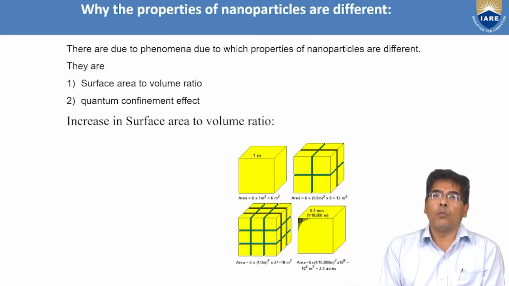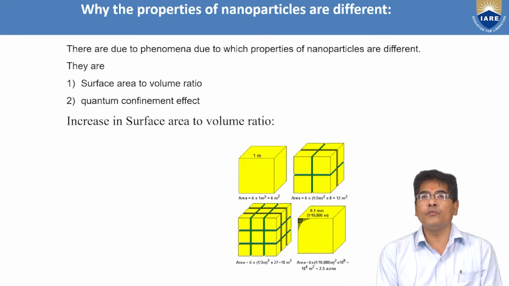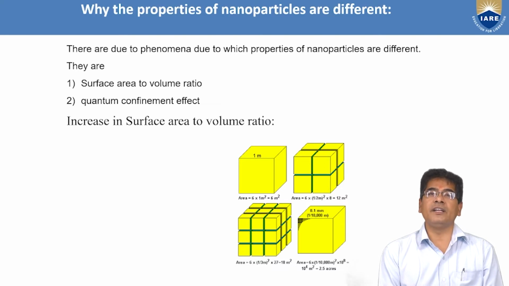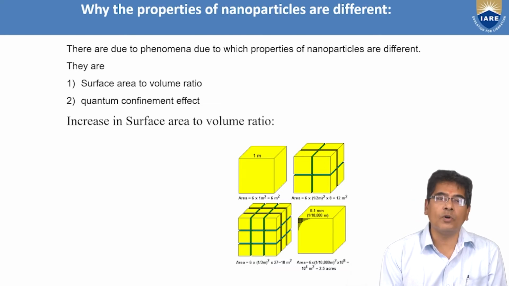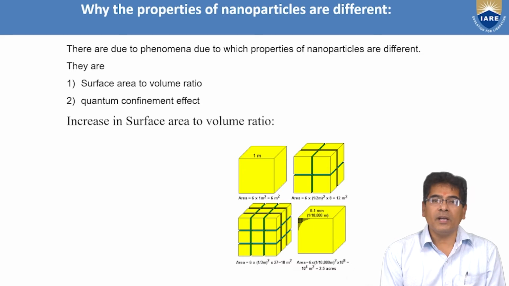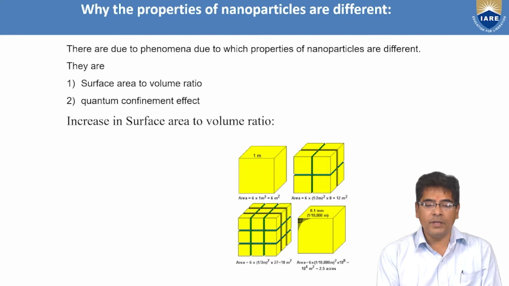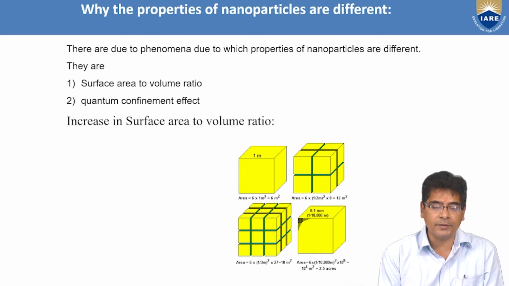So now, why are the properties of nanoparticles different? These properties of nanoparticles are different because of two causes. One is the surface area to volume ratio, and the other is the quantum confinement effect. These are the two causes we need to explain the phenomena of why the properties of nanoparticles are different.